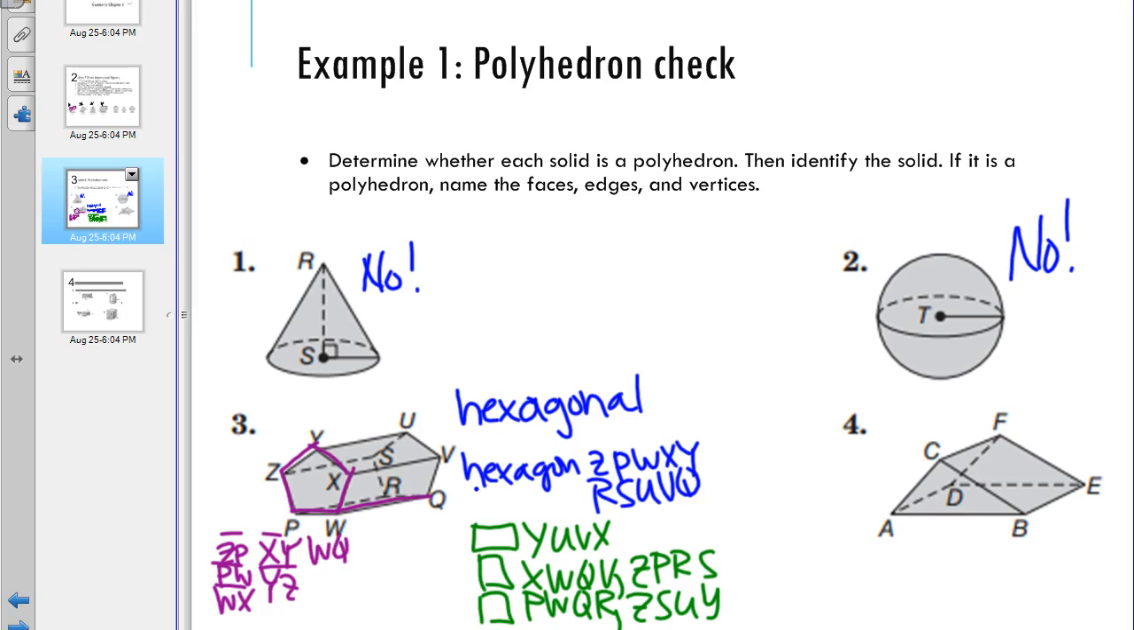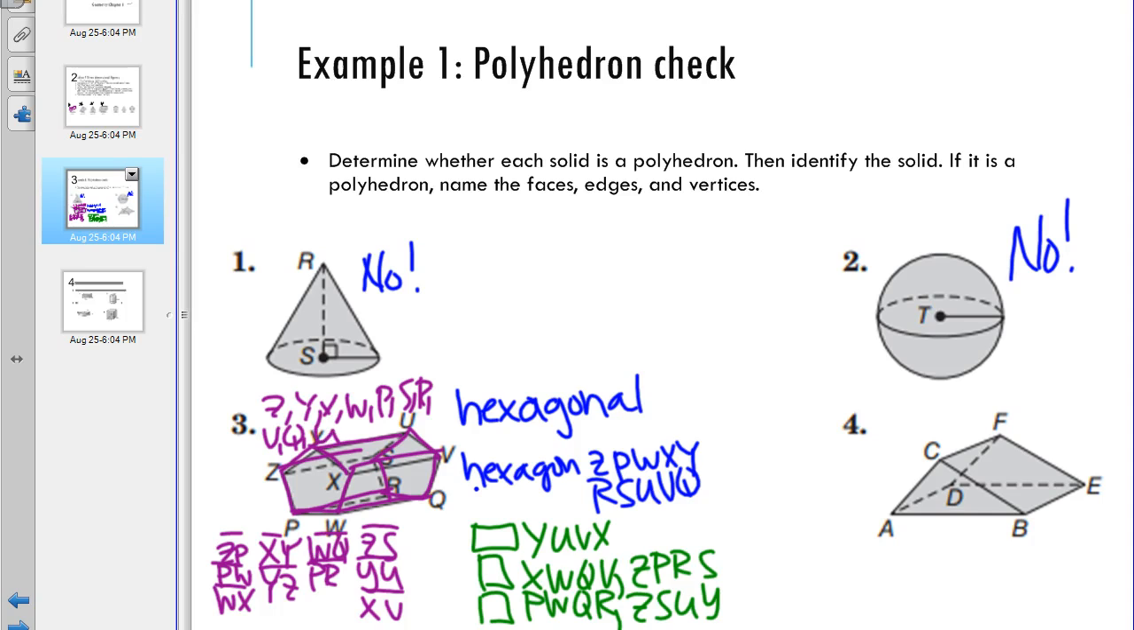WQ, so start at a vertex and go. PR, ZS, YU, and XV for this last one. Then you're going to name all 5 on the back side of that pentagon. So SR, RQ, QV, VU, US. That would take care of all of those. Vertices, you're going to take all the letters. Those are the vertices. All right, so Z, Y, X, W, P, and then take all the ones off the back. S, R, V, Q, U.